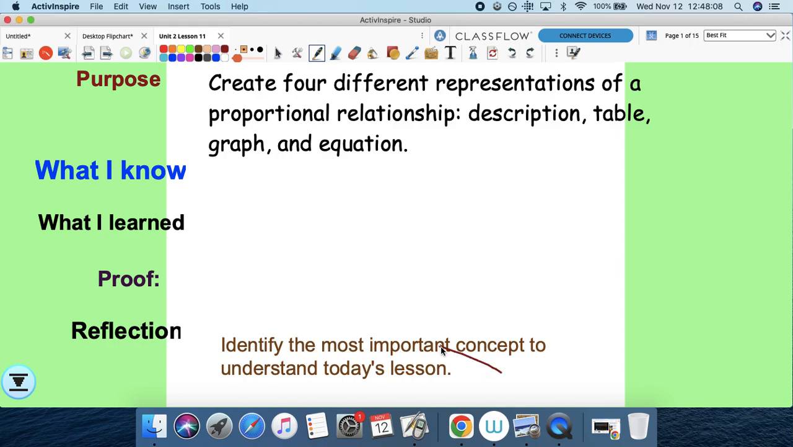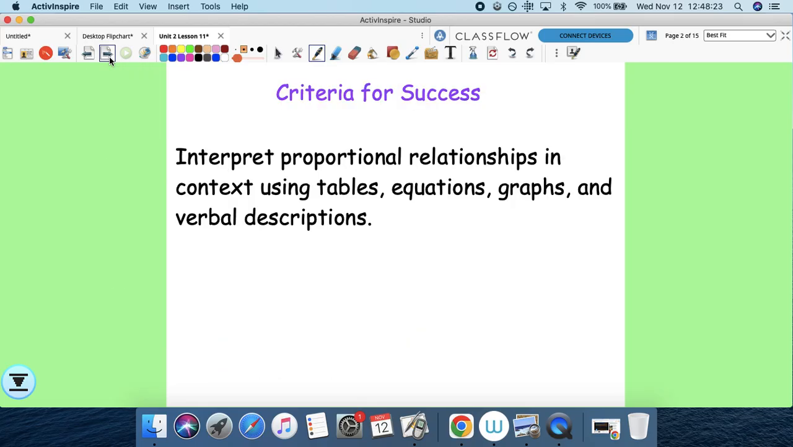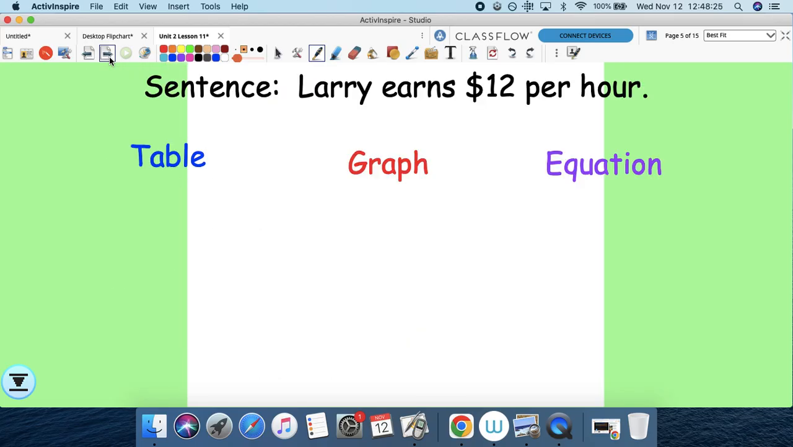Okay, so your task was to create 4 different representations of a proportional relationship. Write that same relationship in 4 different ways. Just think of it as 4 different languages, but they all mean the same thing. So let's go to the first one.